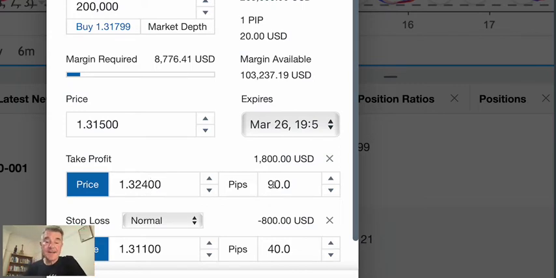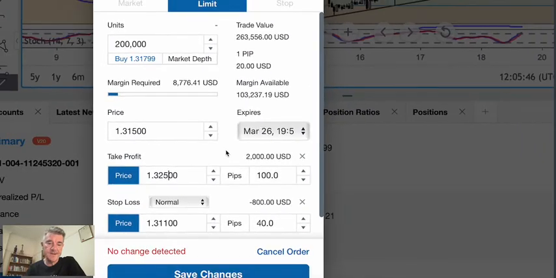Anyway, whatever you change this to, I knew I wanted 100 pips, so I just put it at 100 pips. And then the stop loss at 31.10 shows you that that is a 40 pip stop loss. So you can see my risk reward ratio is about 2.5 to 1, which is perfect. So I'm risking 40 pips, targeting 100.